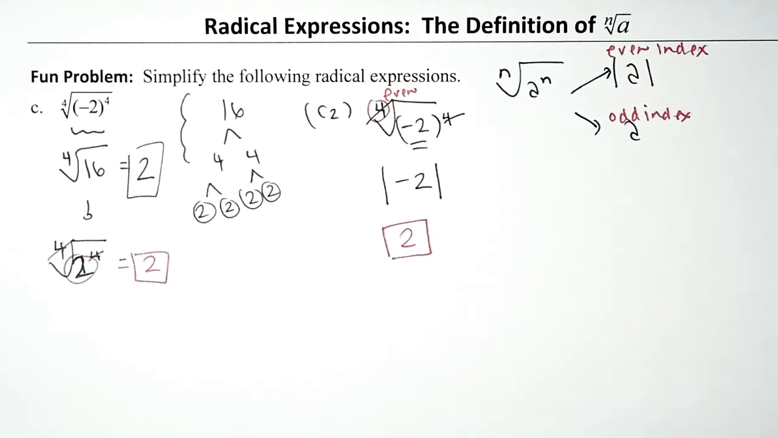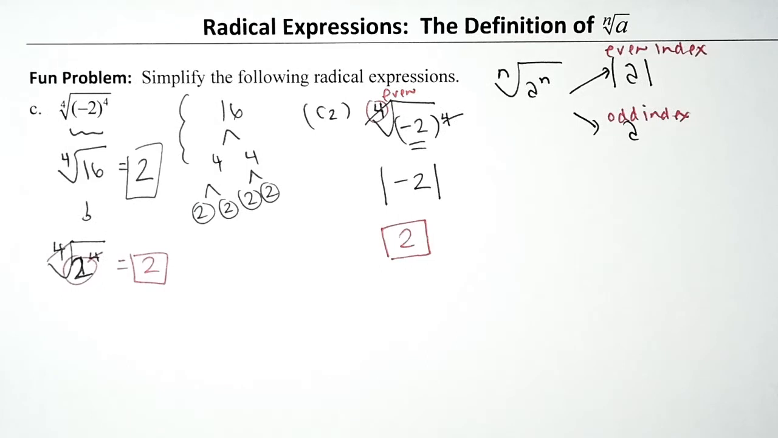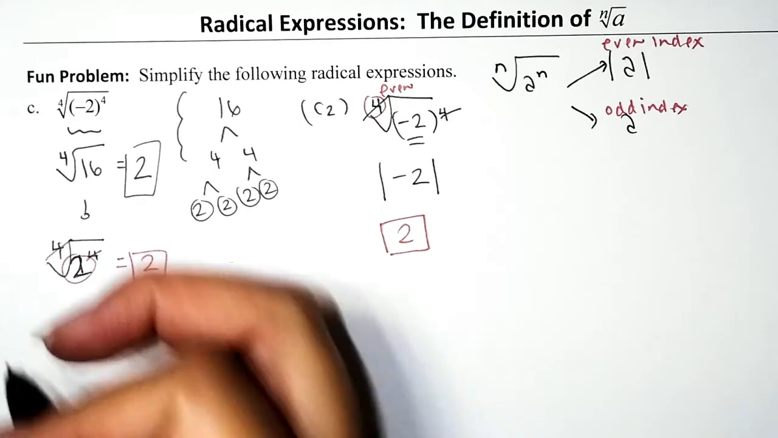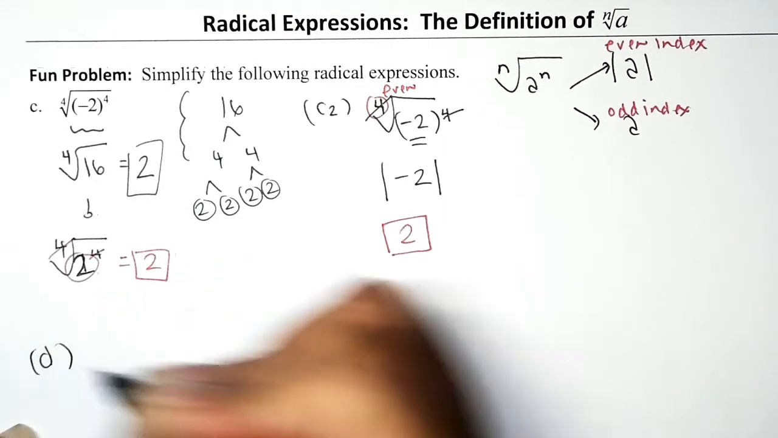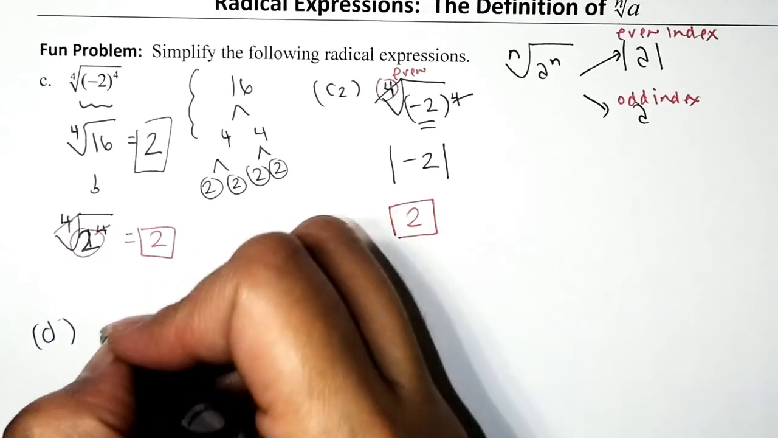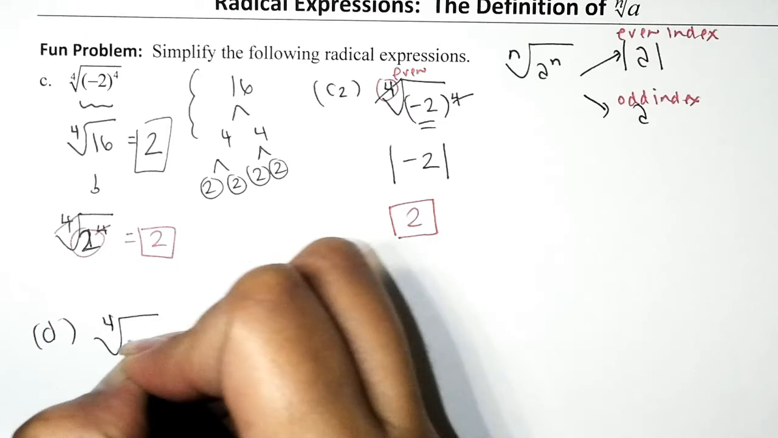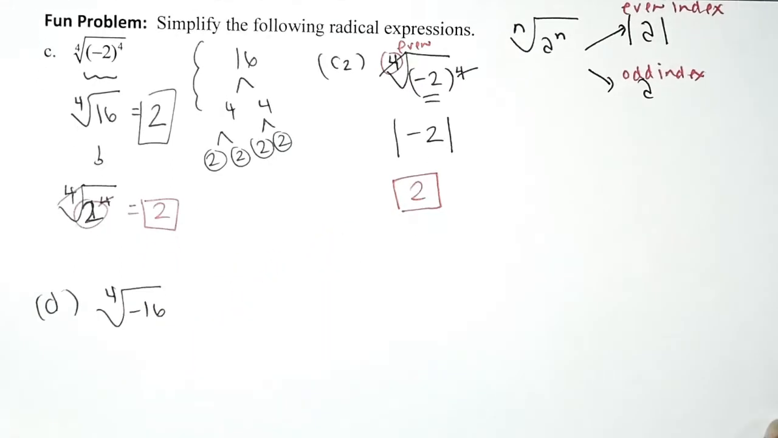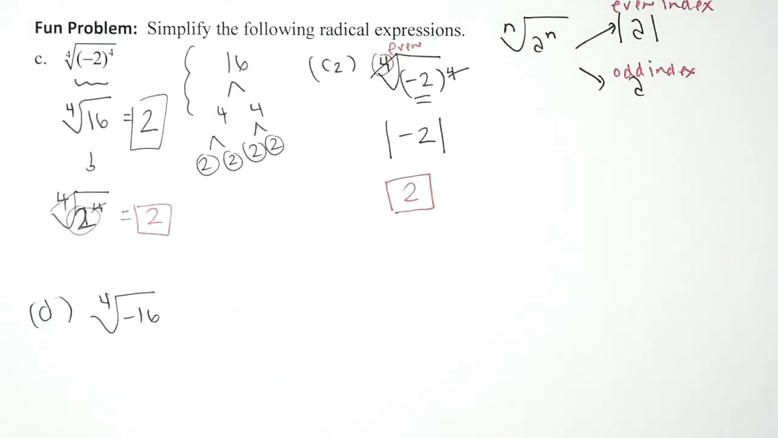Okay, I'm going to try to say these without so many words. Let's go ahead. Problem D, we have the 4th root of negative 16.